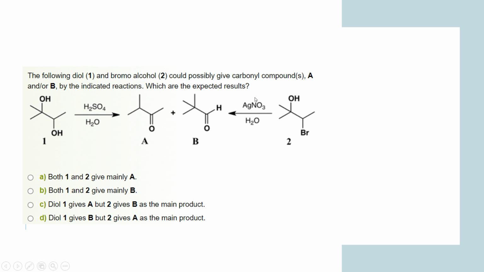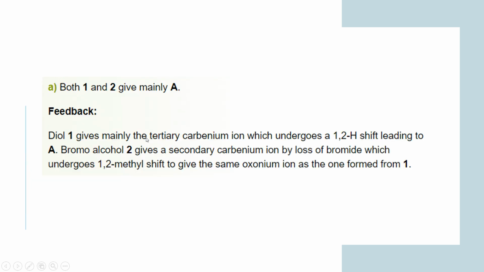I hope you understood the mechanism. Silver is going to extract the bromide, and you are going to get a carbocation here, which is going to undergo a 1,2 shift from here, and you will get a keto functionality here, which is basically giving you the product A. So both 1 and 2 are going to give you the same product, which is product A. And this is the brief description for the answer.